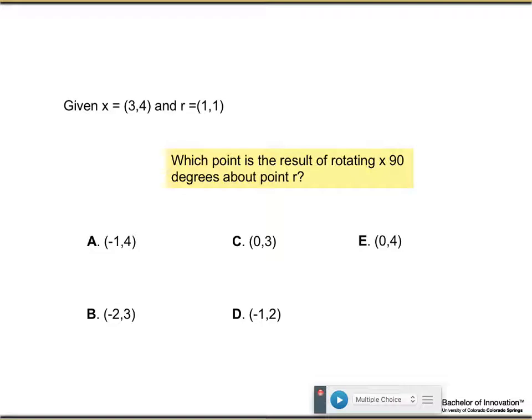Okay, so another rotation point. We did one of these earlier. We'll just make sure we get this nailed because some people said they were struggling with these. So what is the point of rotating x 90 degrees around the point R? It is rotating clockwise 90 degrees.